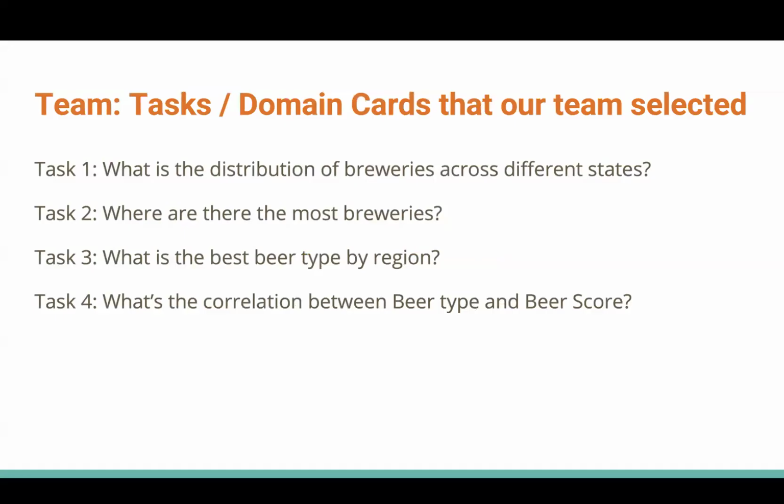We started by looking through the domain cards and then picked four main questions to focus on. First, how are breweries distributed across different states? Second, where are there the most breweries? Third, what is the best beer type by region? And finally, what's the correlation between beer type and beer score? These questions give us a clear direction for our design.